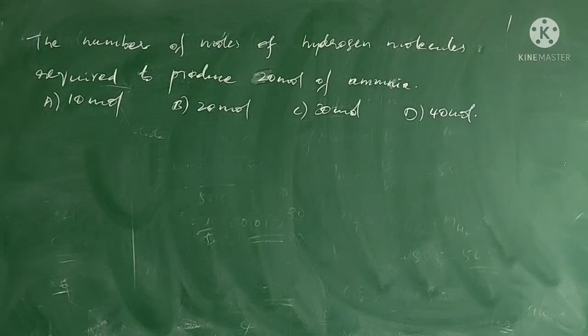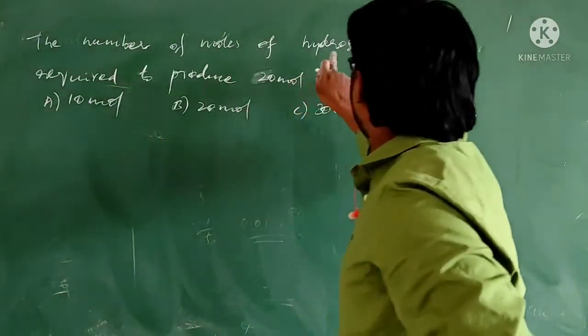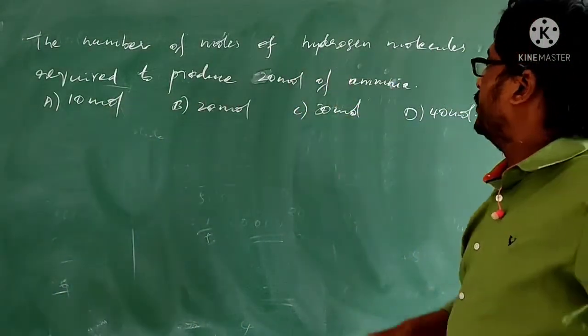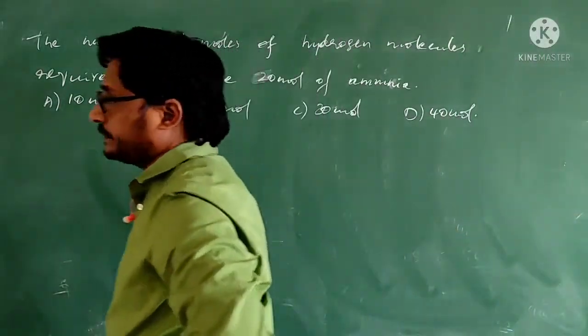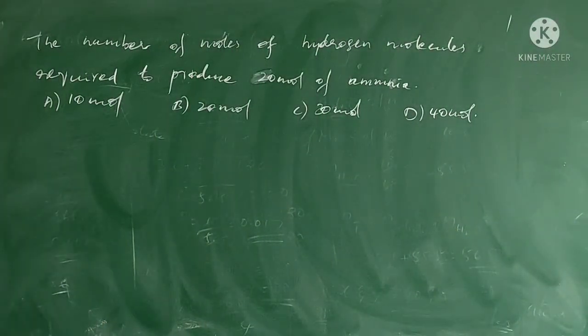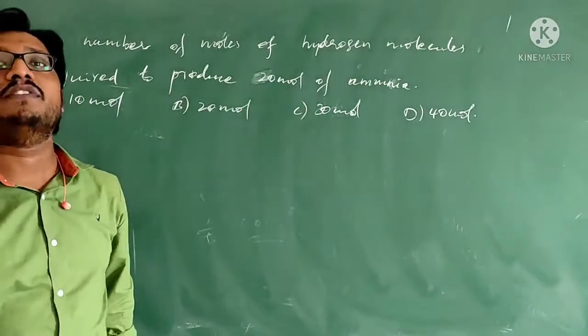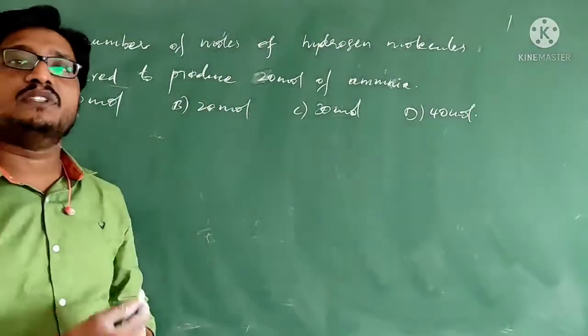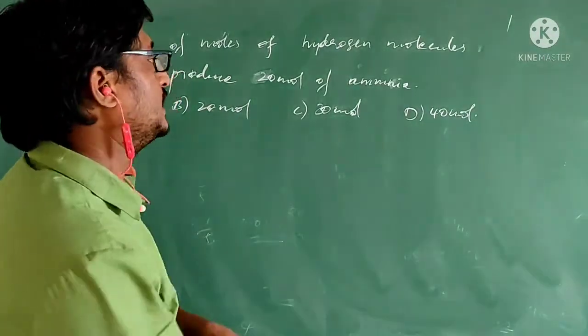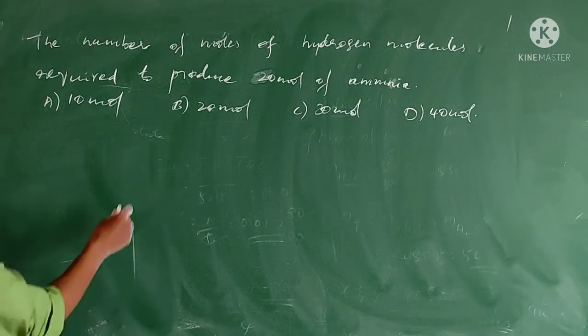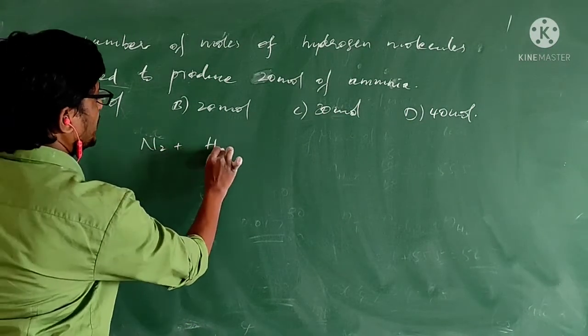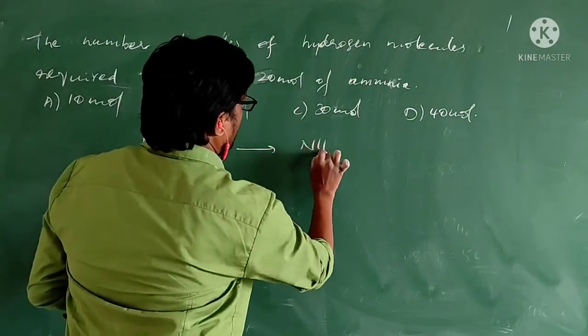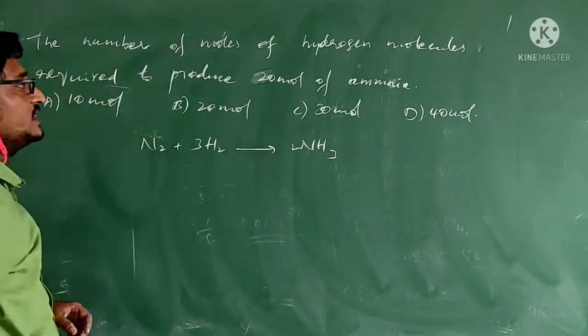Let us see the next question. The number of moles of hydrogen molecules required to produce 20 moles of ammonia. So he is asking us to calculate the number of moles of hydrogen which are required to produce 20 moles of ammonia. Nothing but we can make a reaction between hydrogen and nitrogen. How will ammonia be produced? When hydrogen reacts with nitrogen, then only ammonia will be produced. Let us make a reaction. Okay. Nitrogen on reaction with hydrogen produces ammonia, NH3. So this is the reaction.